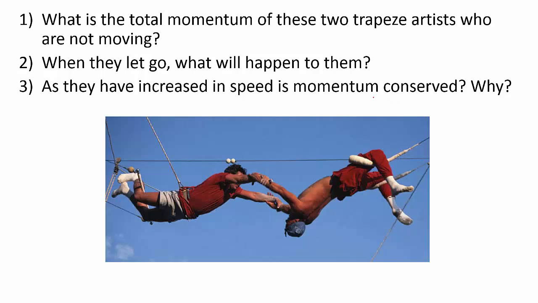Right, let's go through these questions one by one. What is the total momentum of these two trapeze artists? Well, this is a photo, but we can assume that they're not moving. As momentum is equal to mass times by velocity, and velocity in this example is 0 meters per second, their momentum must equal 0. So their total momentum is equal to 0. They're not moving.